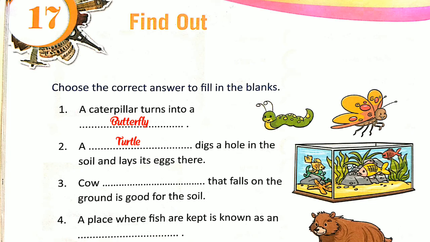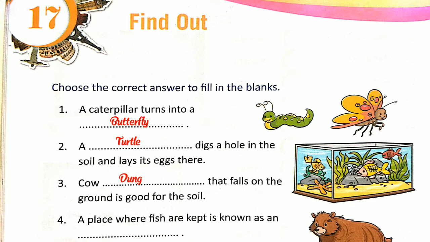Now number 3, cow blank that falls on the ground is good for the soil. So, cow dung. Cow dung that falls on the ground is good for soil and also for gardening.